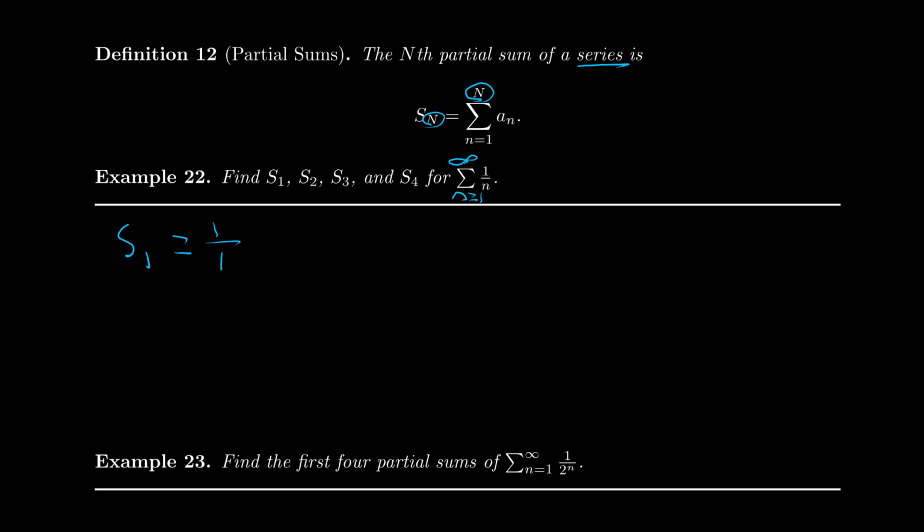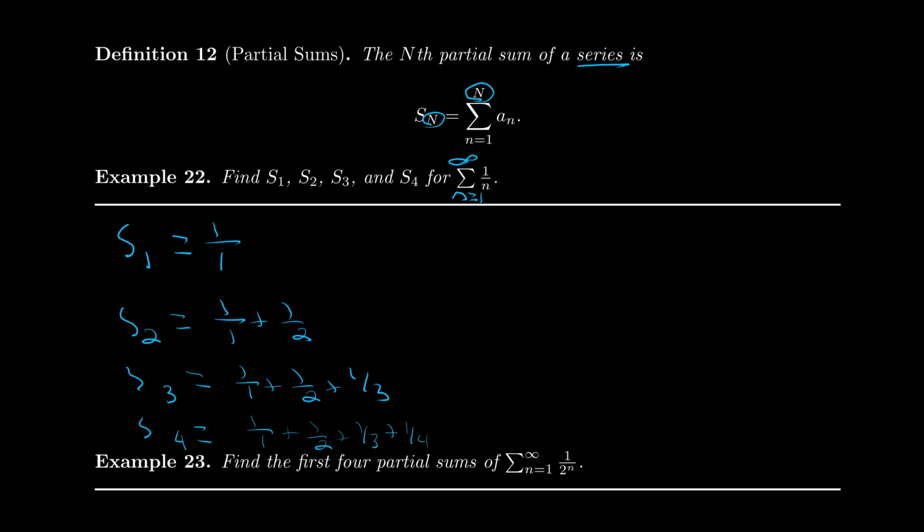S sub 2 is going to be the first two terms added together: 1 over 1 plus 1 over 2. S sub 3 is 1 over 1 plus 1 over 2 plus 1 over 3. And then S sub 4, you're not going to believe this, guys, is 1 over 1 plus 1 over 2 plus 1 over 3 plus 1 over 4.